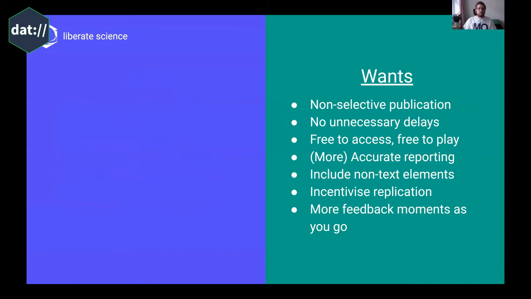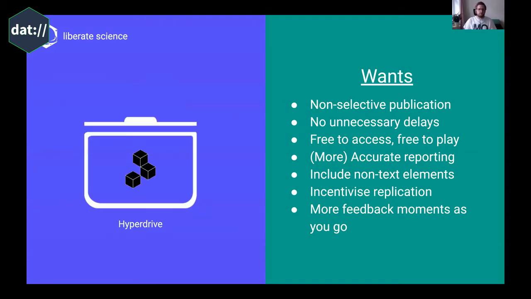And having formulated these wants, we can start thinking about how we can use hyperdrives to fulfill those wants. So if we have a hyperdrive and we put the research article as we know it in that, now we could cross off our list free to access, free to play, because hyperdrives run on the peer-to-peer protocol, which means they're free to access. Once they're on there, you can put them in for free as well. But we have a lot of other ones that are remaining.